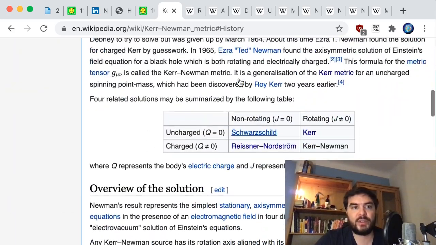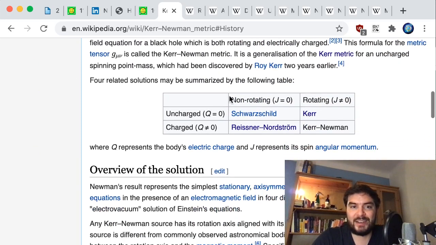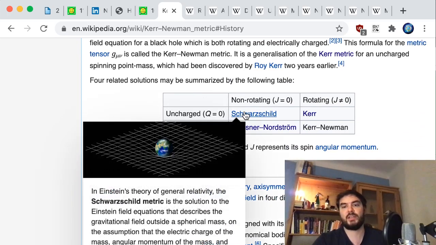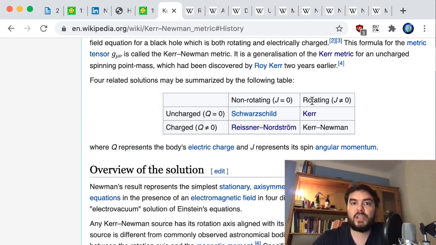And here you have a table. The screen is too small, so I cannot show everything at once. But here you have the Schwarzschild solution, which is basically the simplest gravity solution with a point mass in the middle, which at a certain radius describes a black hole. And then you have the rotating version of that.